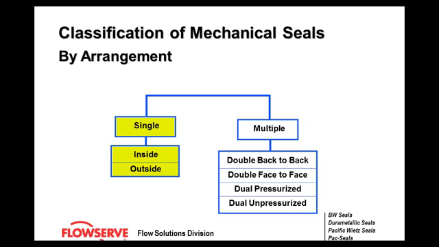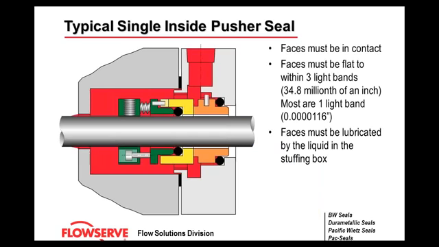Now here are a couple of different classifications of mechanical seal. We're going to talk about the single seals, both inside and outside. Typical single inside pusher seals. Okay, the faces must be in contact. Faces must be flat to within 3 light bands, and most are 1 light band. And what exactly are light bands? Well, it's 34.8 millionths of an inch.